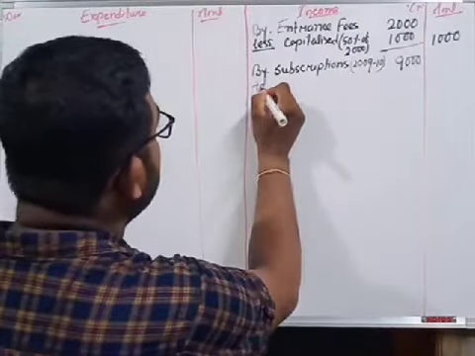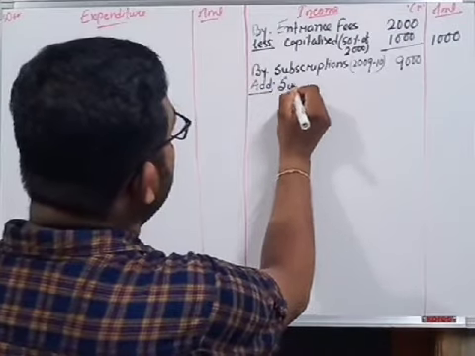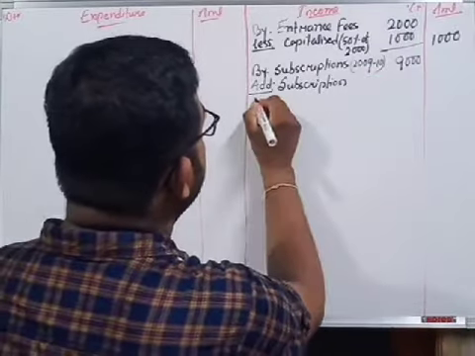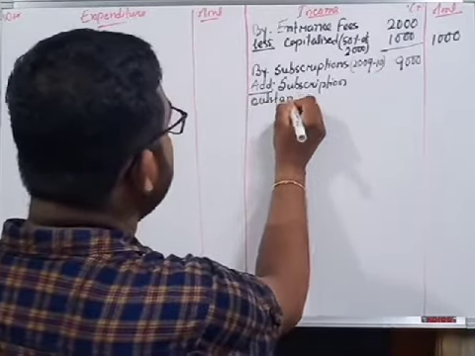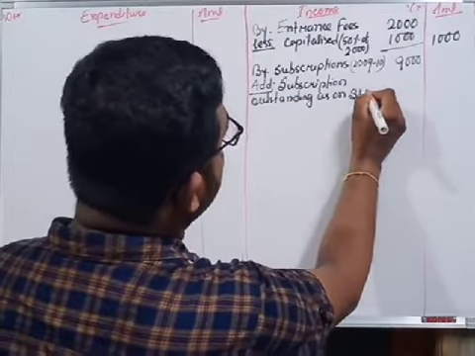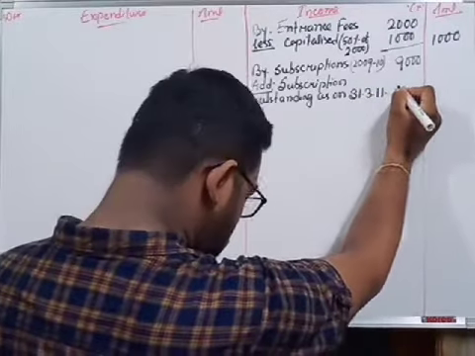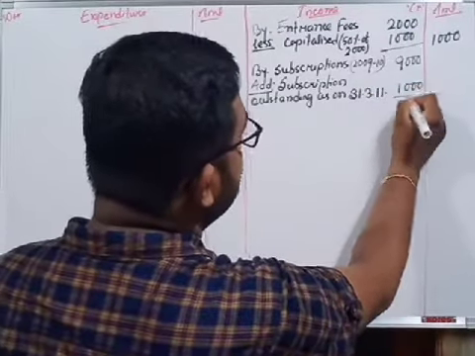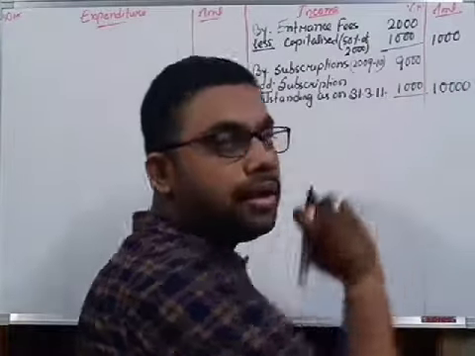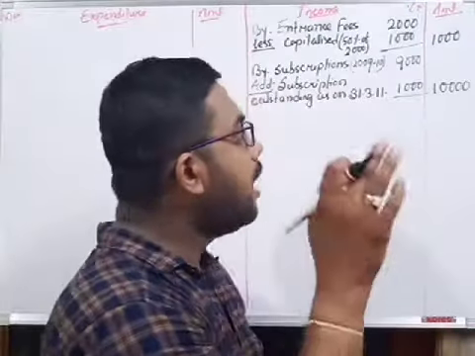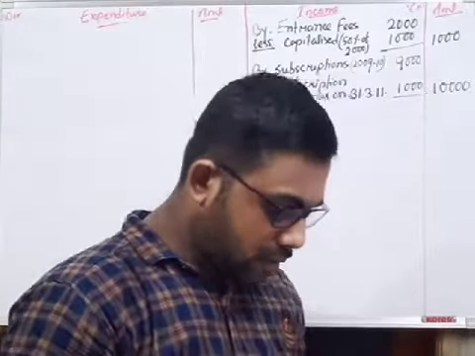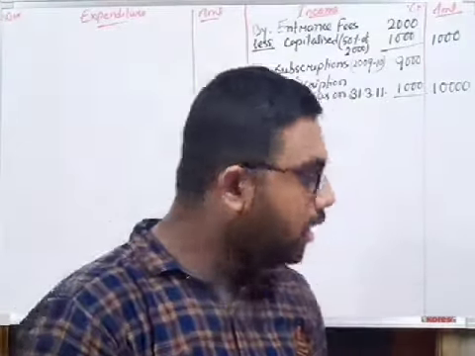Add subscription outstanding as on 31st March 2011, and the amount is rupees 1000. That makes 10,000. So we can say that 10,000 is the total income from subscription for the current accounting year, and out of 10,000, 9,000 is already received and 1,000 was outstanding. Okay. Next, interest on investment.